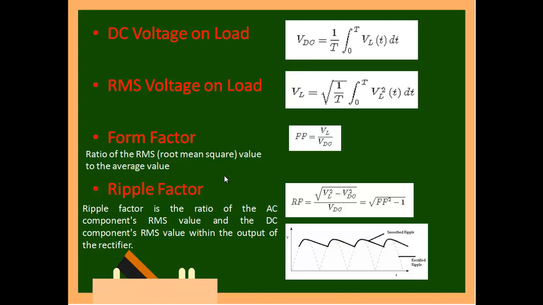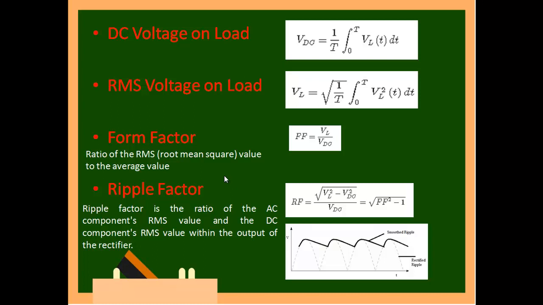Similarly, RMS I have already told. RMS is root mean square value. So it is mean square, so you have to put a square root on the previous equation. If you just put a square root, you will get the RMS value, that's all.